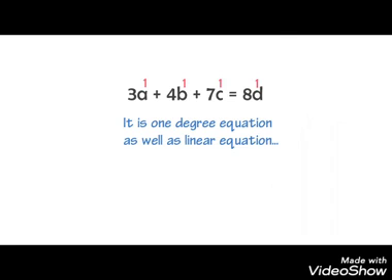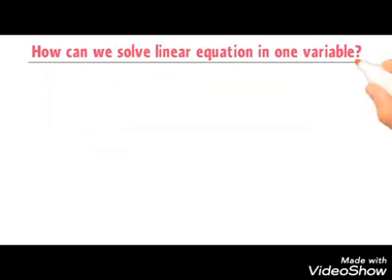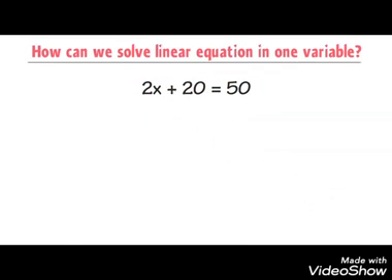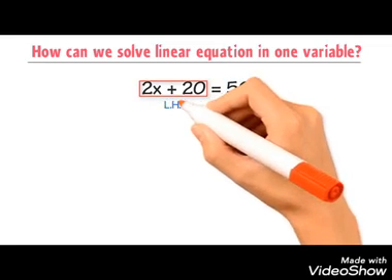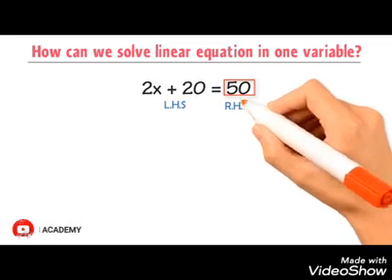Now let me teach you how we can solve linear equation in one variable. For example, if a linear equation 2x plus 20 is equal to 50 is given and we are asked to find the value of x, then it will be calculated as follows. Remember that this side of the equality sign is known as the left-hand side, while this side of the equality sign is known as the right-hand side.